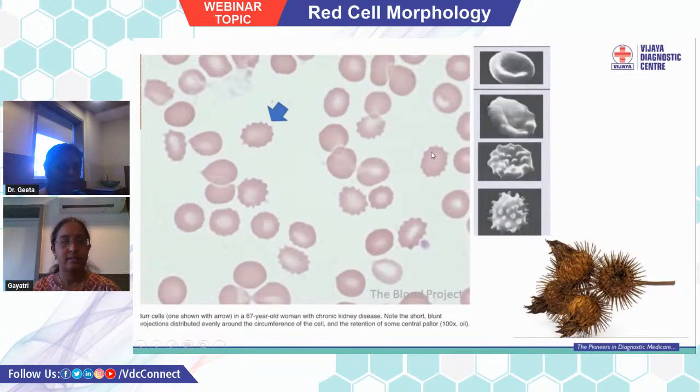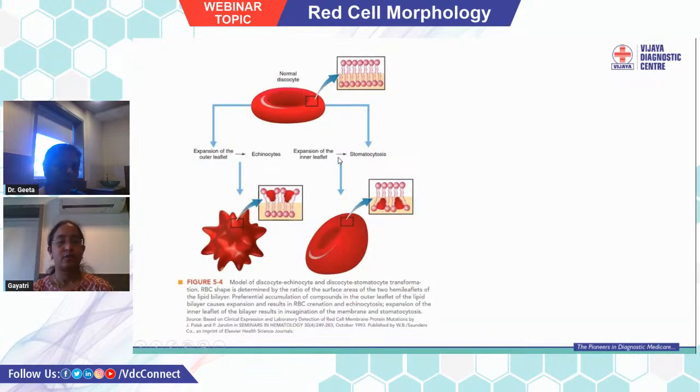These are the Burr cells, which have uniformly spaced projections. And there are 4 grades of Burr cell. Grade 1 has very small, short projections, up to grade 4 with very prominent projections. This is a small model of how an echinocyte is produced. RBCs with an outer leaflet abnormality result in echinocytes, whereas the inner leaflet may produce stomatocytes.